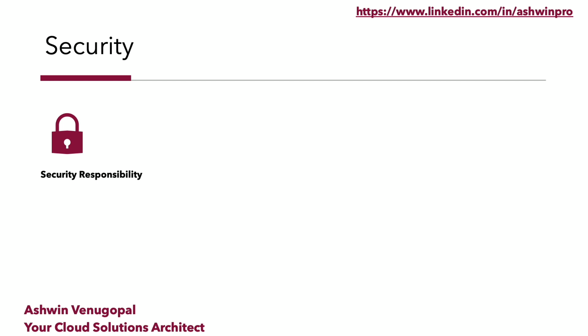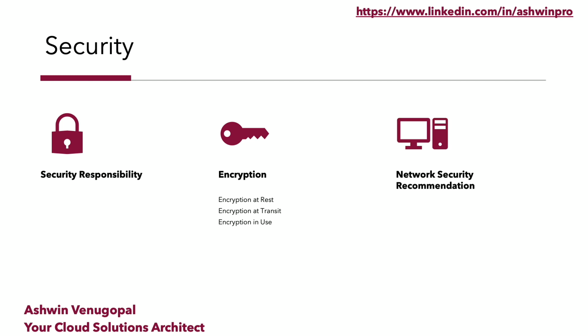application, virtualized operating system, and any other infrastructure controls that you need to have. And if you are using platform as a service, then you can tell the difference in the responsibilities. Then we talk about the encryption that you have used. You can explain the differences in encryption at rest, encryption in transit, or encryption in use scenarios. Then we talk about the network security recommendations.